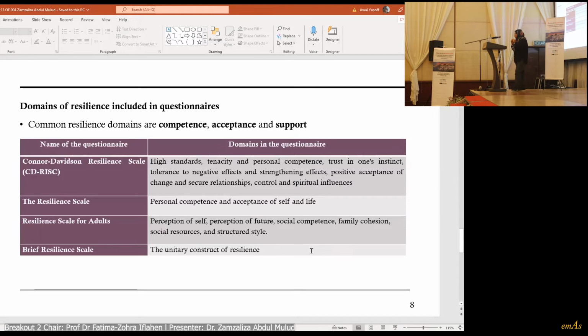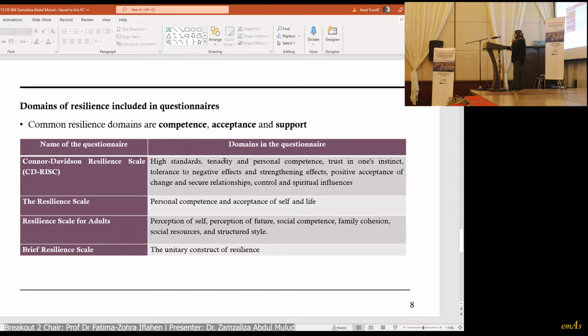2, we would like to know what the domains of resilience included in the questionnaire are. So for this research question, we use thematic analysis. We look at all the domains in the questionnaire, all the constructs that they put inside the questionnaire, and then we come up with the common domains in the questionnaire, which are competence. As you can see, most of the questionnaires have constructs related to competence, social competence, personal competence.